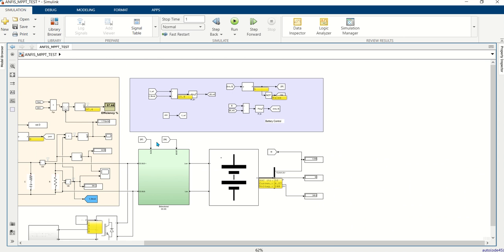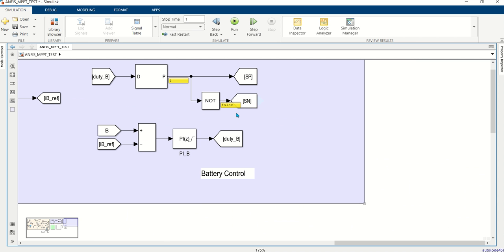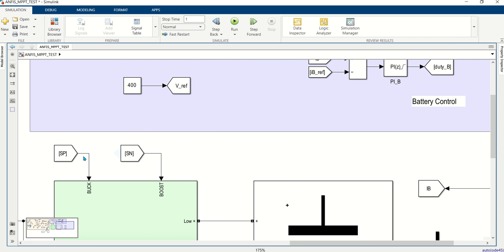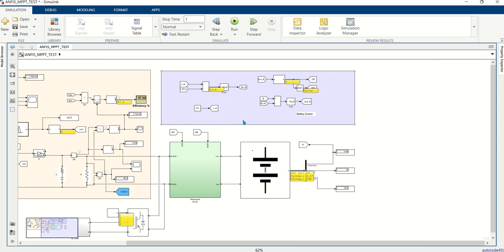In the second case, if SN is on or true, then the boost operation will be on and the buck operation will be off. In that case, it means that the battery is discharging. That's another control system. But let's assume that when there is power available from the PV system, it will charge the battery. Otherwise, it will discharge the battery through the load.